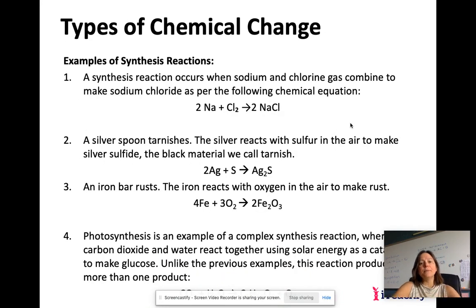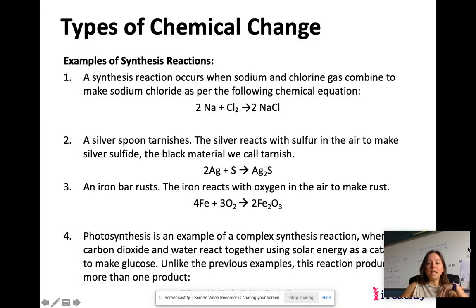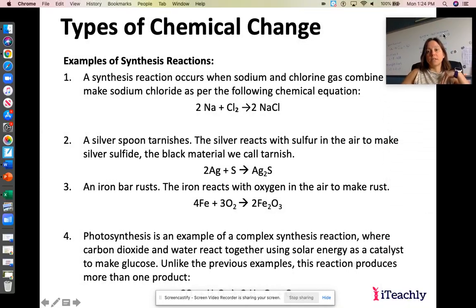So a couple of examples is taking sodium and chloride and putting those together to make salt. Another one is taking silver and adding it with sulfur and making tarnish, which would be silver sulfide. And then also when we make rust, that's taking iron and oxygen. And then the last one would be photosynthesis.